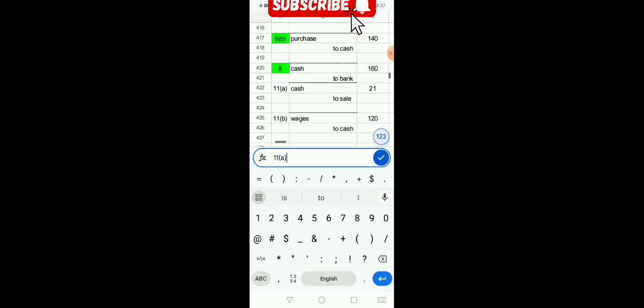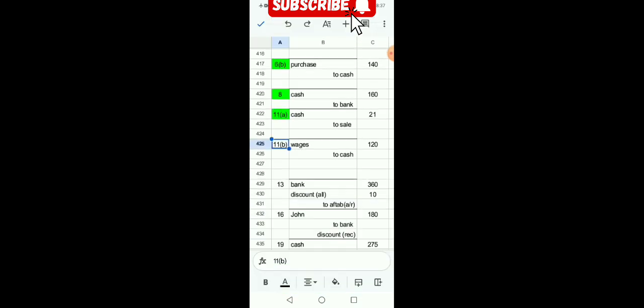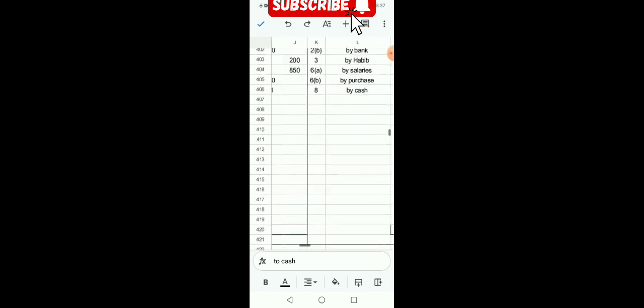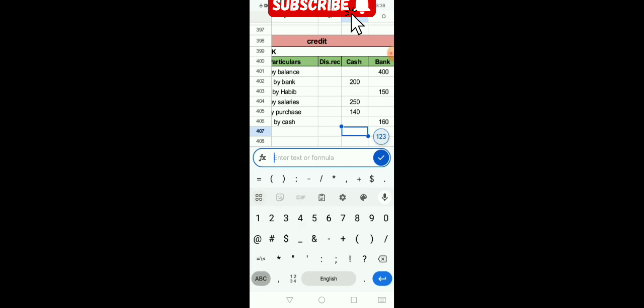11A was having only one element, that has been posted. It means 11A is completed. Mark it as it has been done. Now 11B, where there are two elements, but only one element needs to be posted, that is cash. Cash credited 120. Go to the credit side of cash and write down 120 over here.